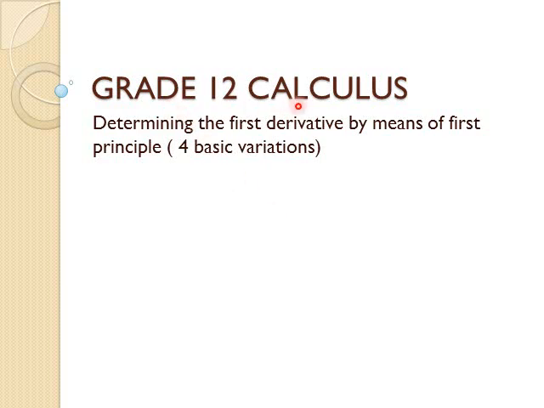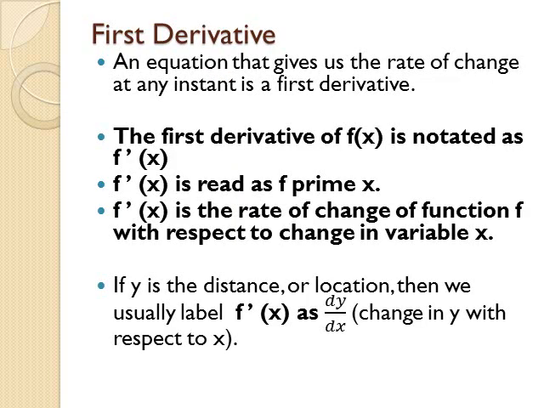Mr. Simons here. In this lesson, we're going to look at determining the first derivative by means of first principles, and I've done the 4 basic variations all in one go. Right? So, the first derivative is simply an equation that gives us the rate of change at any instant, that is referred to as my first derivative.